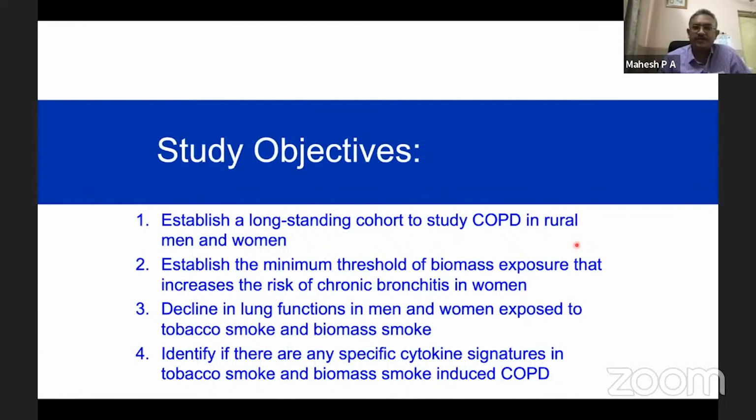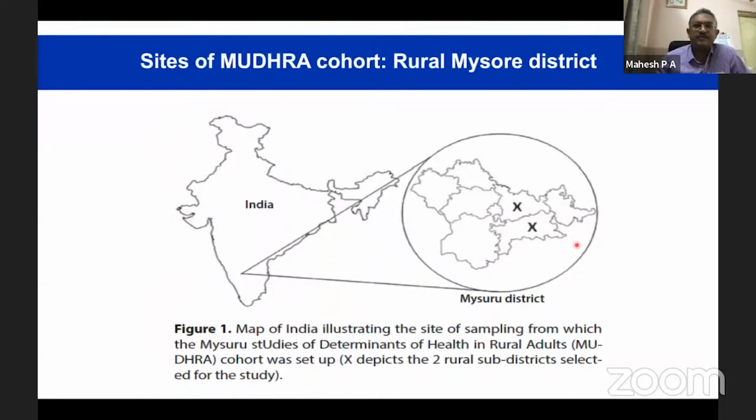And to see if there is any specific cytokine signatures between tobacco smoke and biomass, how are they different? So this is where we are in Mysore. Out of the 7 taluks, we randomly selected 2 taluks.